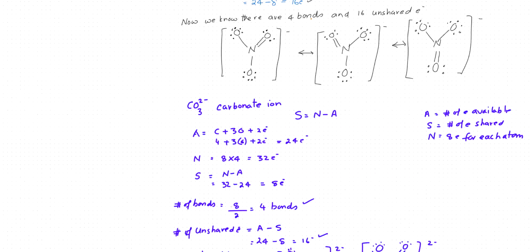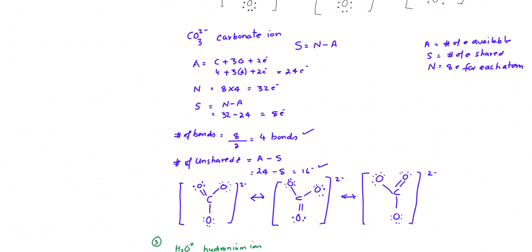So number of bonds will be 8 divided by 2 equals 4 bonds. To find the number of unshared electrons, the formula is A minus S: number of unshared electrons available minus shared. So available are 24, shared are 8. So 24 minus 8, 16 electrons are unshared electrons. So now we know in this molecule there are 4 bonds and 16 unshared electrons.